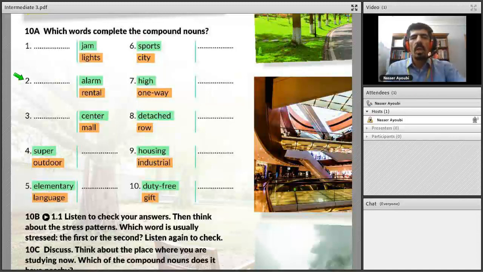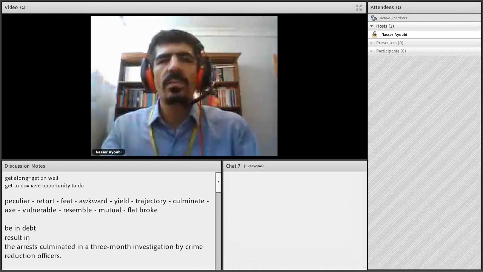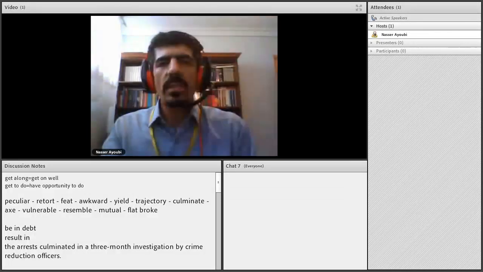Number two, alarm rental. So we can say car alarm or car rental. Car alarm is the alarm that, when a thief wants to, for example, open the car door, it goes off. Or car rental. Car rental is a car that is for rent. You can refer to some car rental centers or companies and rent some car. So the car rental is a car that is for rent.